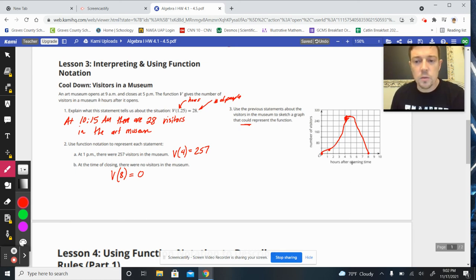So this one's kind of up to you the way that you draw it, but that's the way that I've got it. We can have horizontal lines, meaning that there's a bunch of people in there. It's about the same for an hour or two, and then it has to start declining before the end of the night.